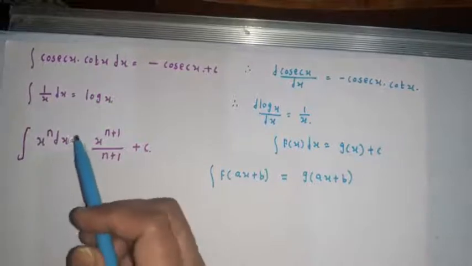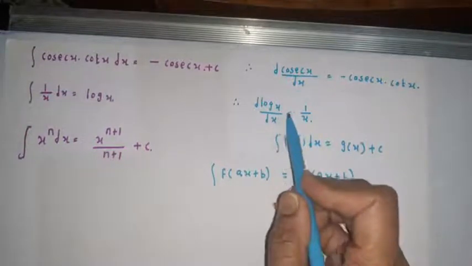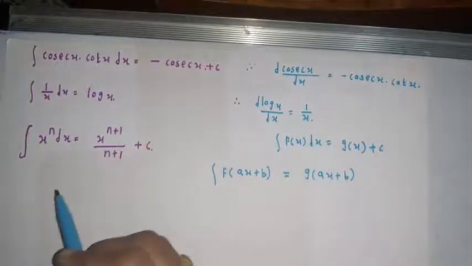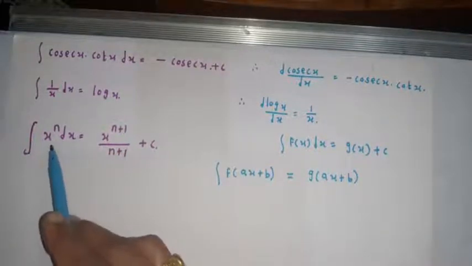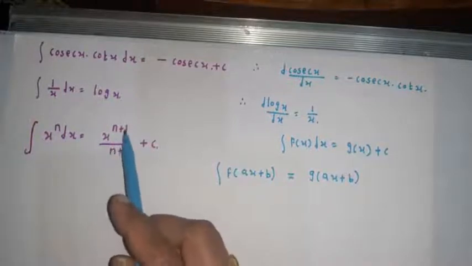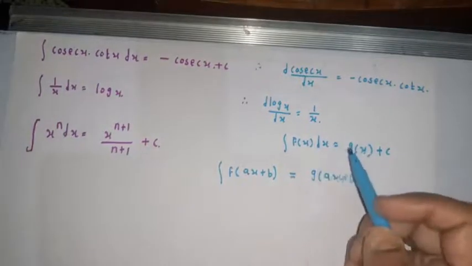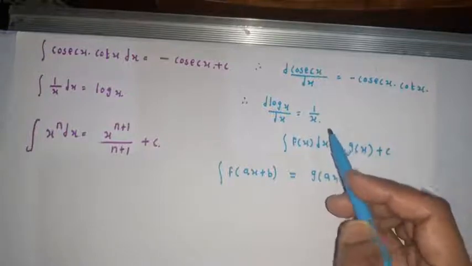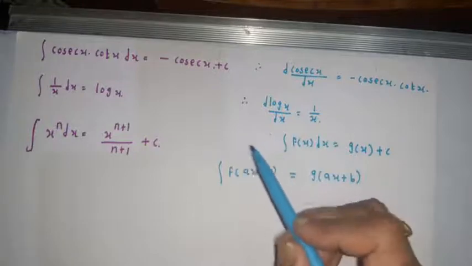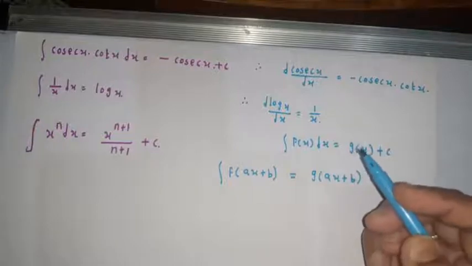Similarly, integration of 1 upon x with respect to x is log of x, because differentiation of log of x is 1 upon x. And the last formula for integration is x raised to n with respect to x. Integration of x raised to n with respect to x is x raised to n plus 1 upon n plus 1 plus constant of integration c. Okay students, these are the basic formulae for the integration. And before going to solve the problems, first you have to learn the formulae compulsorily, then you can solve the problems. Okay? And also you have to remember one thing.